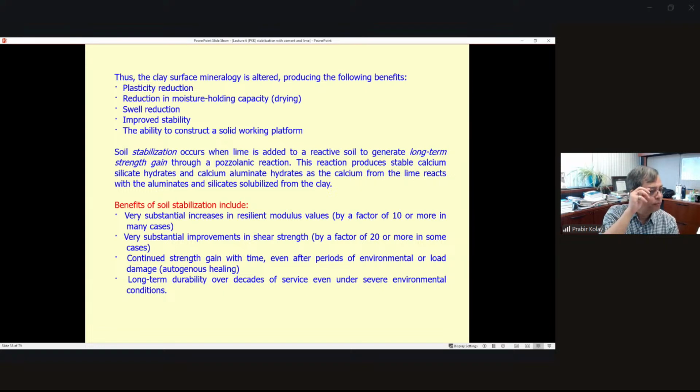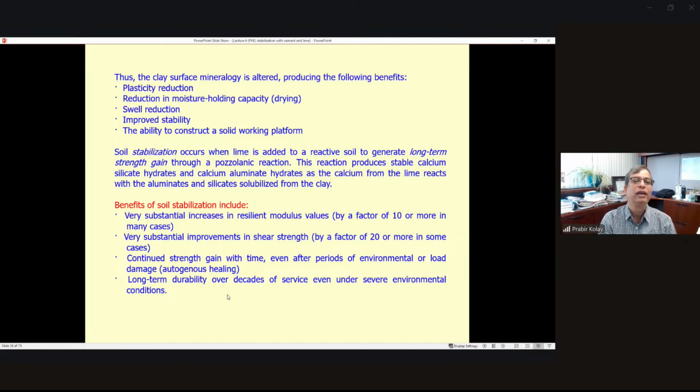So deep mixing column. Okay. The benefits of soil stabilization include a substantial increase in the resilient modulus values, by a factor of 10 or more in some cases, improved shear strength, continuous strength gain with time, and also long-term durability over decades.